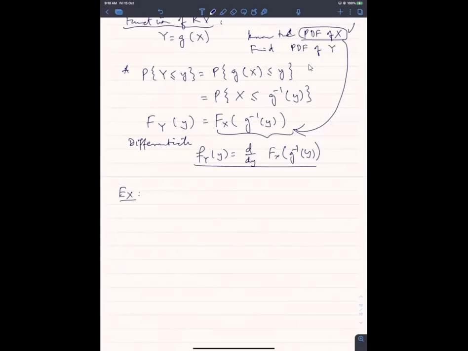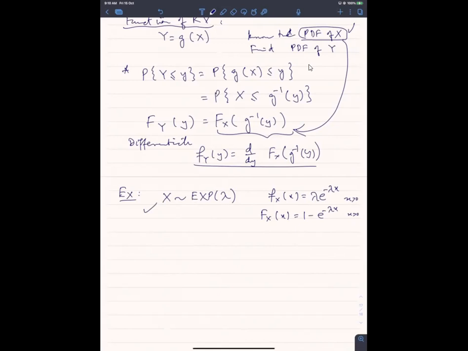So example. Let's say you are given x is an exponential with parameter lambda. What that means is that fx of x is lambda e to the minus lambda x, x greater than 0. CDF of x, इसको इंटीग्रेट करने से हमारे पास आएगा, that would be 1 minus e to the minus lambda x, also x greater than 0. That's the CDF. This is what we know. We already know everything about x.